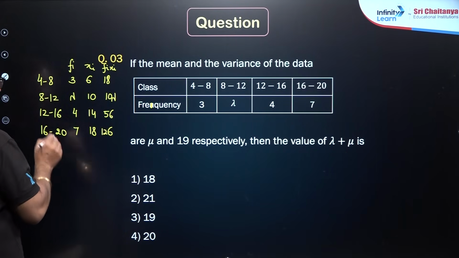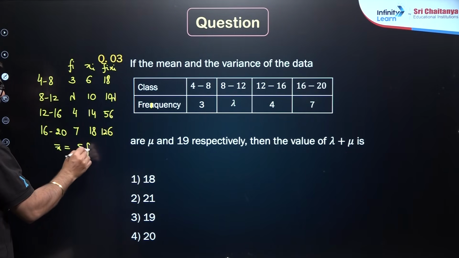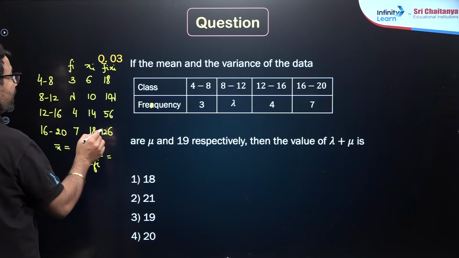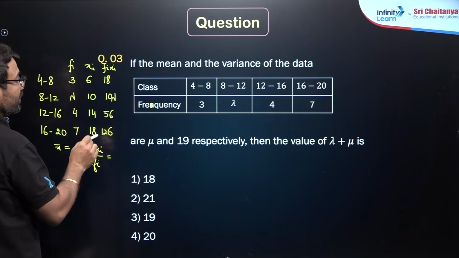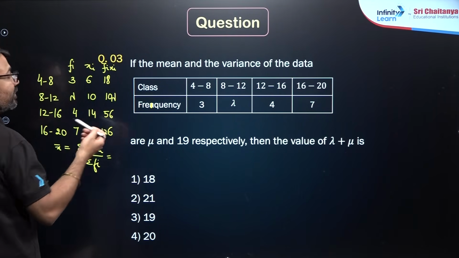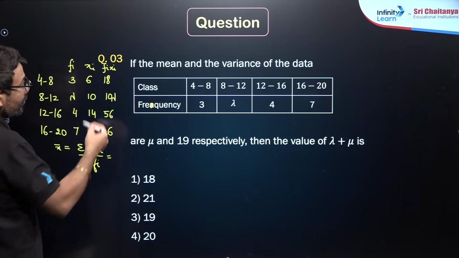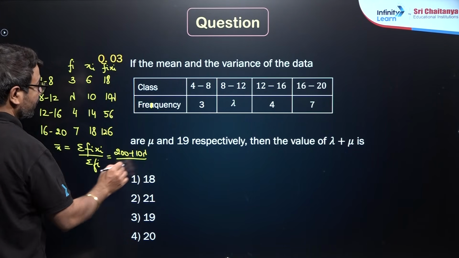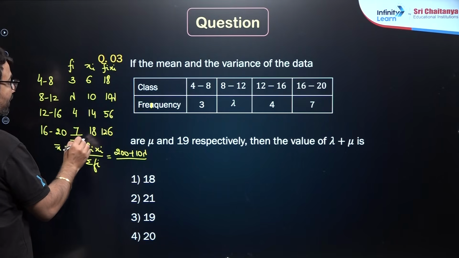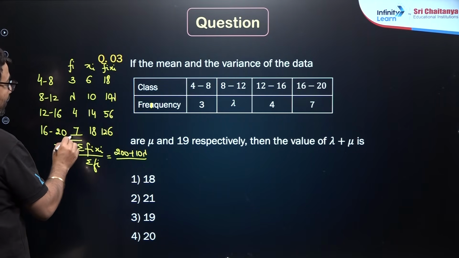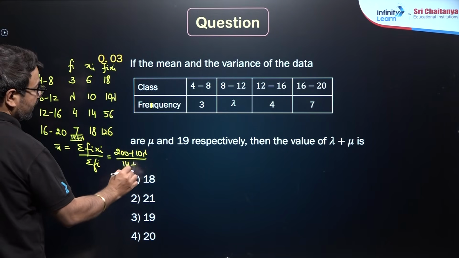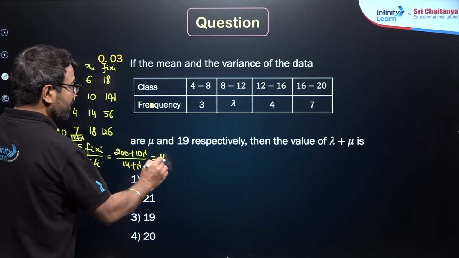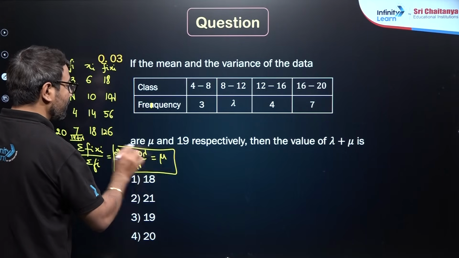Once it has been clear to you, now, the mean formula is sigma Fi Xi over sigma Fi. Now if you do the sum of all of them, you will observe that 126 plus 56, so 120 plus 50, 170, 170 plus 12, 182, and then you add 18 to that. So that will become 200. So 200 plus 10 lambda over the sum of all the frequencies. If you add all the frequencies, it will be 7 plus 3, 10, 14 plus lambda, you are observing here. Now the mean is being given to you over here as mu. I hope you are able to understand.